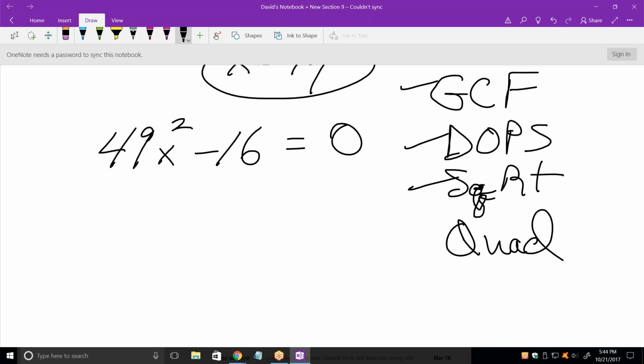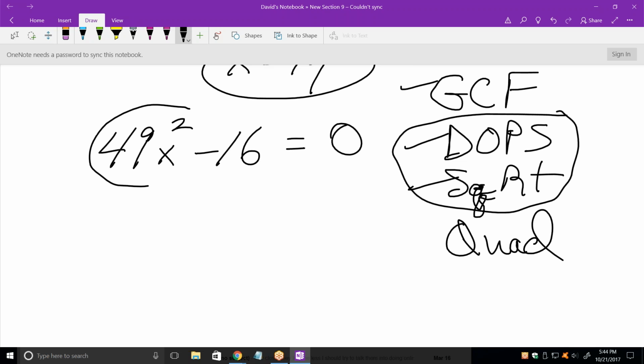In other words, greatest common factor is pretty easy, so is DOPS and square root. Now this problem can be done by either of those two techniques. What does DOPS stand for again? Difference of perfect squares.